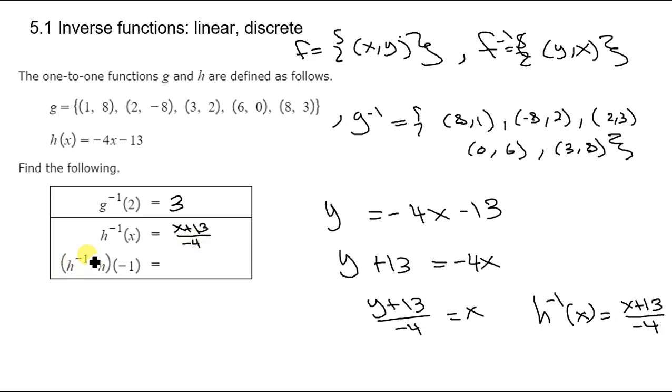So now let's do the composition. If we have an inverse function and we compose it with the original function, this is a notation to stand for h inverse of h of minus 1. Then this has to give us minus 1. Let's go through the steps and verify this property. First, we would need to do h of 1. h is this line, plug in 1, that gives us minus 4 minus 13, or minus 17. Now we'll plug in minus 17 to h inverse. Minus 17 plus 13 gives us minus 4.